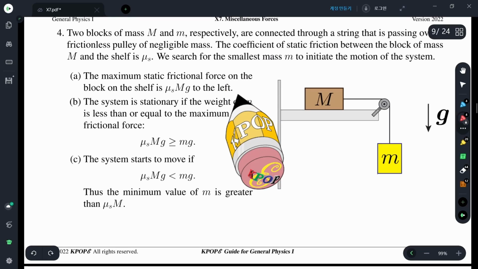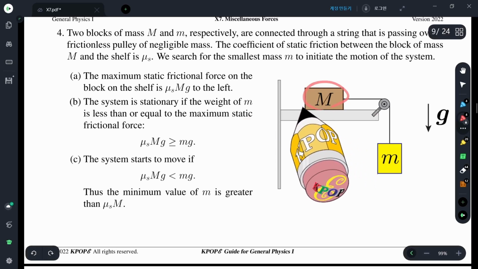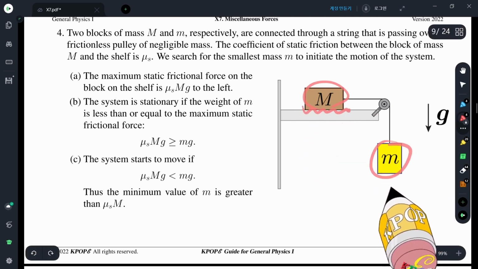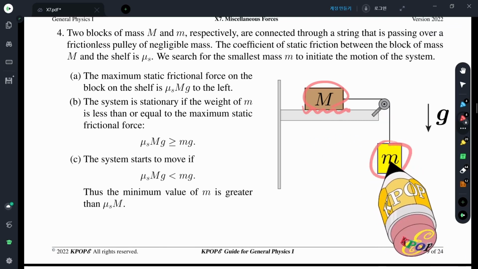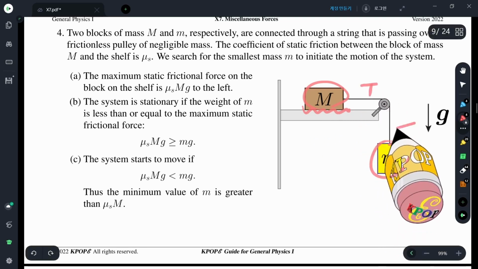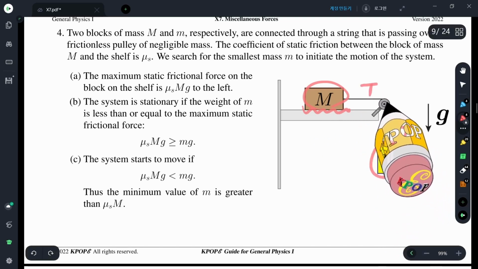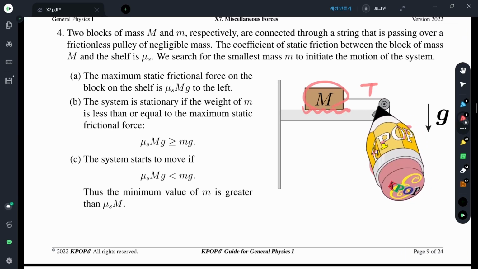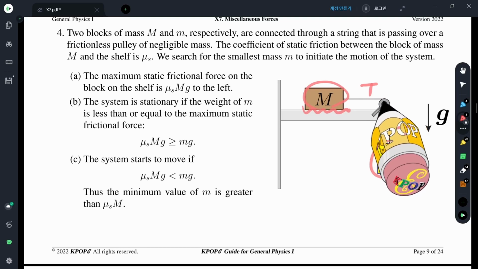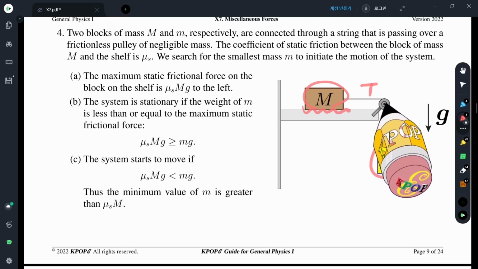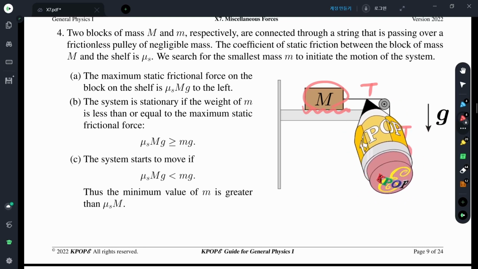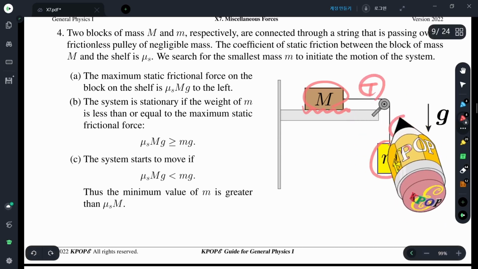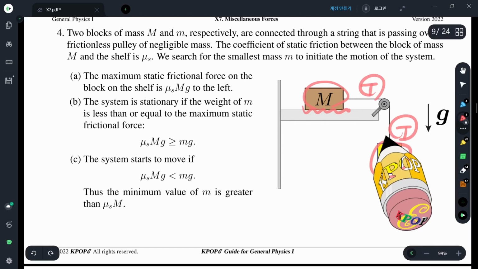We can consider the motion of two blocks. There's a frictional force and there's a weight, and they communicate with each other through tension. If there is no friction and there is negligible mass for the pulley, the pulley's action is only to change the direction of tension. The magnitude of tension should be the same.